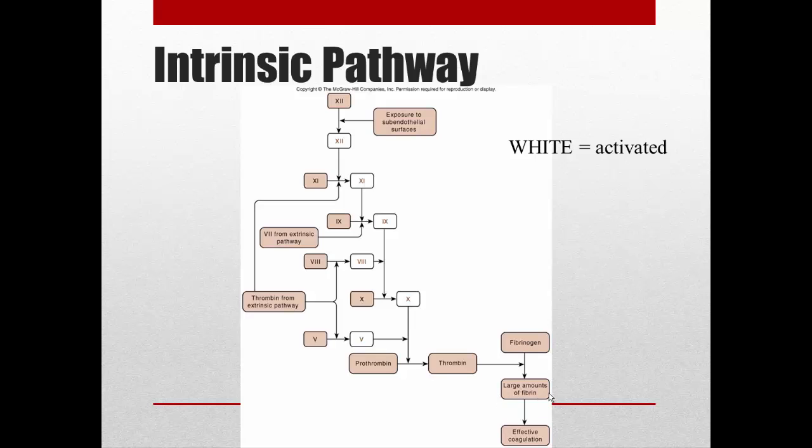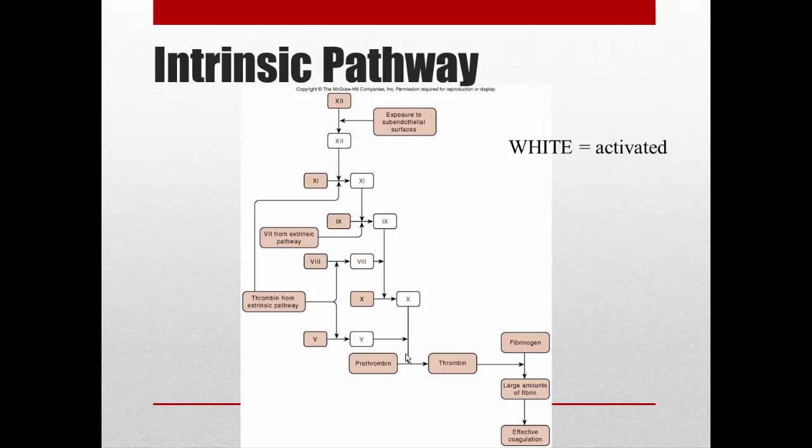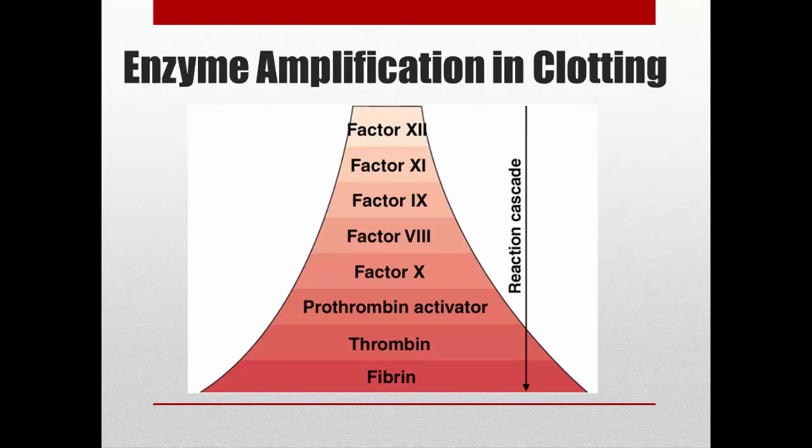Now, the intrinsic pathway is much slower because you've got multiple steps. You're going from 12 to 11 to 9 to 8 to 10. If I go back up, the extrinsic pathway is much faster because you're only going from 7 to 10. Boom, done. So this one's much faster in getting to the common pathway than the intrinsic one. You've got a lot more steps here. However, the intrinsic pathway can produce a lot more fibrin because of what's called enzyme amplification.